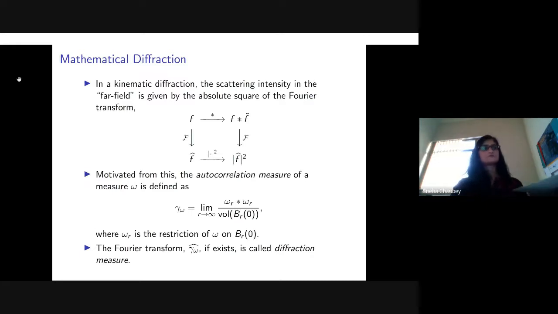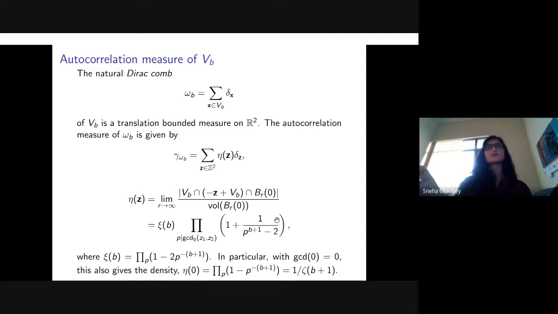So this is just some mathematical theory of how you compute the intensity. The intensity is measured using the Fourier transform of the function f. We basically call it the autocorrelation measure. I'm just quickly going to skim through it because this is a little technical. You compute the Fourier transform of this, and if it exists, it's called the diffraction measure, and that is how you're going to compute the density.